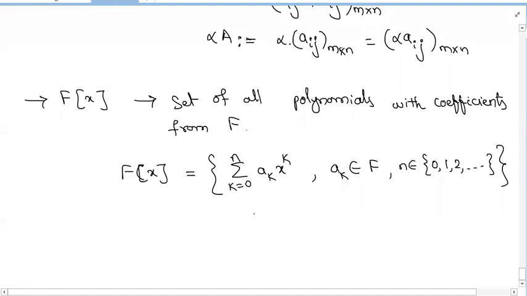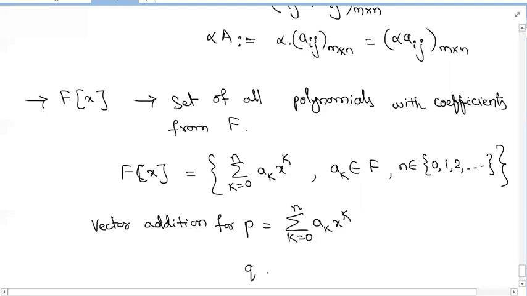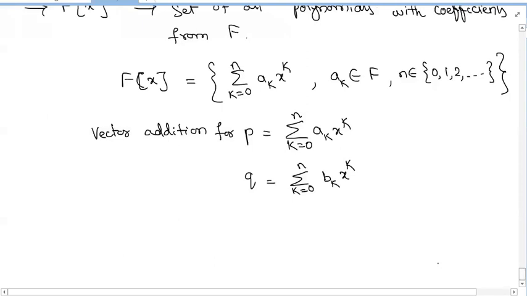Now I'm going to define vector addition here. For P equal to the sum of ak x^k, k running from 0 to n, and Q equal to the sum of bk x^k, k running from 0 to n. If in the first polynomial an is not equal to 0, what do you call this P? It's a polynomial of degree n.